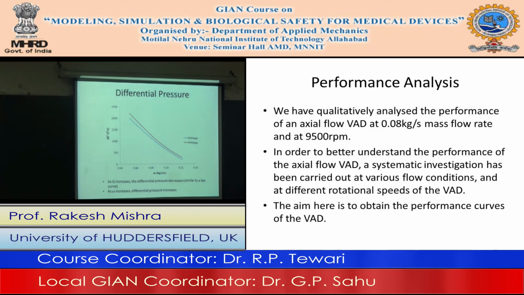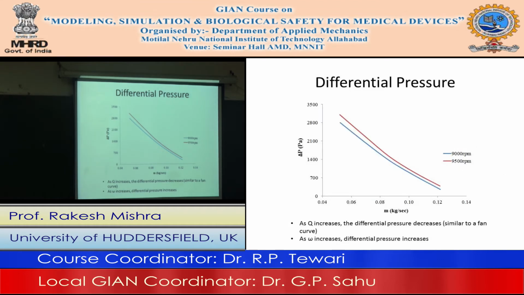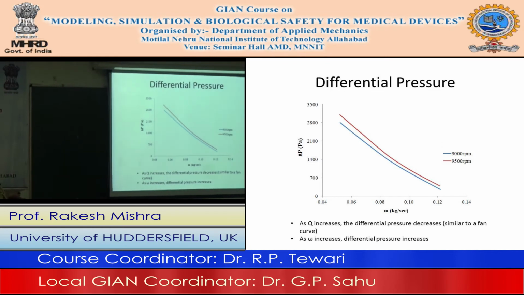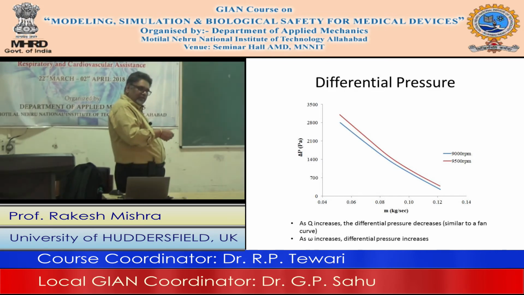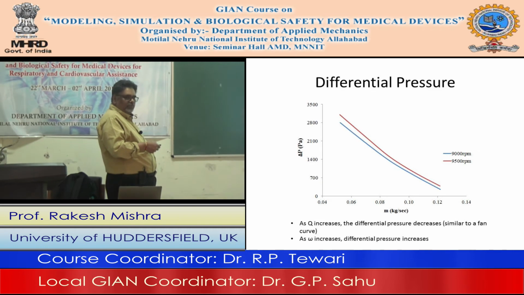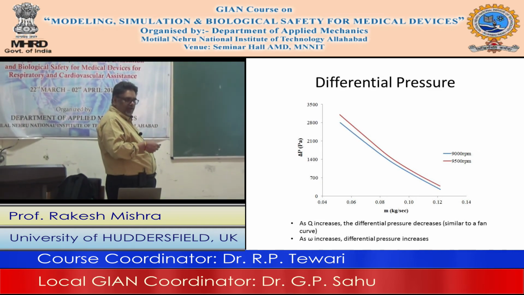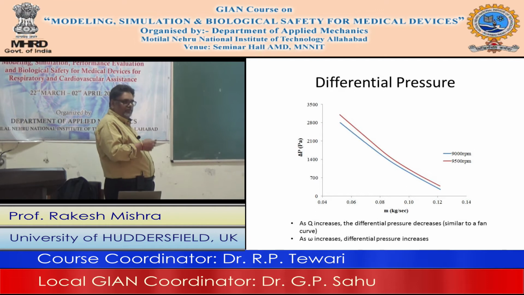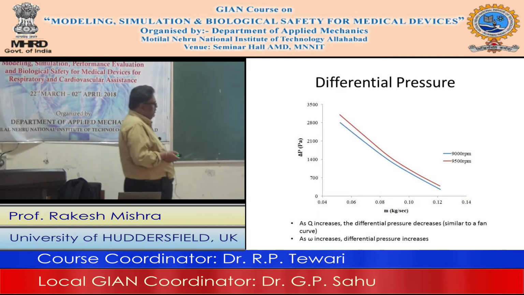So at 9000 RPM, you can see delta P decreases as m increases. This is a typical pump curve, isn't it? Typical pump curve is like this. And we can see the effect of speed at higher speeds. For a given m, delta P is higher, but the trends are almost similar. Okay. In your case, you can run it over a wide range of speed conditions, like from 5000 RPM to 15,000 RPM, take 5 different values and then see how the performance is. Okay, so then you can do it.